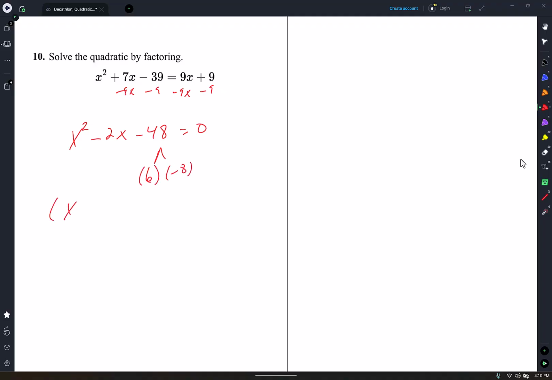So x plus 6, x minus 8 equals 0. So what are my answers, guys? Negative 6 and positive 8. All right, that's all we're doing today. We're just doing the easy problems. Next time we meet next week, we'll do the ones where it's not a 1 in front of the x squared, where we have to do something else.